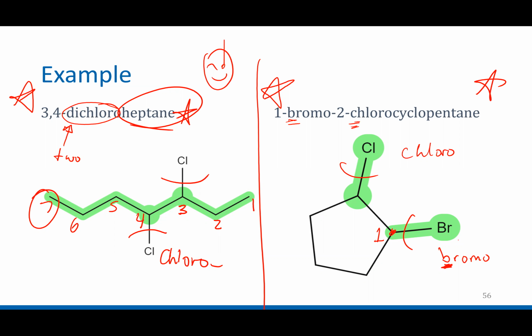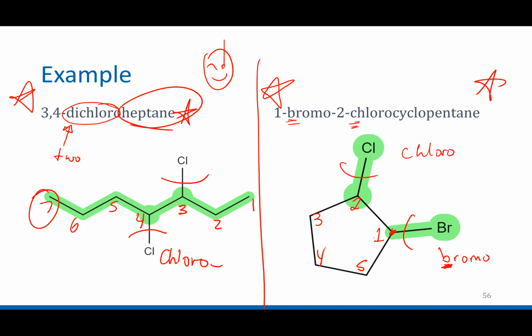A, B, C. Okay, now you have two options. You can go clockwise, and I don't like the look of that, right? This name that I have written would be 1-bromo, 5-chloro. Ugh, I don't like that. When I could just go this way. 1, 2, I get my lowest possible numbers.